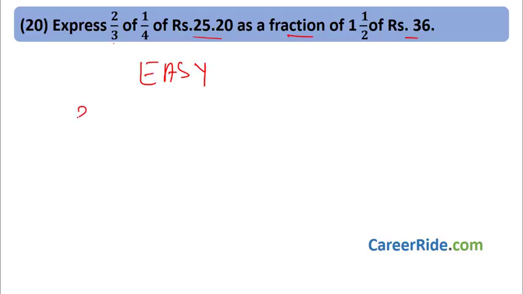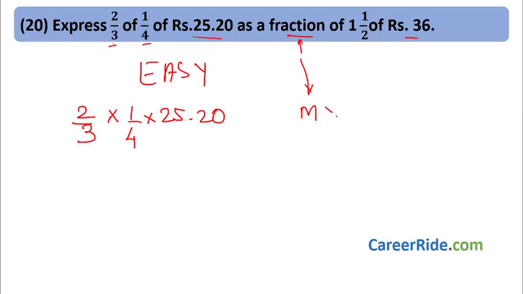They are saying express 2 by 3 of 1 by 4. Of means multiplication, of 1 by 4 of rupees 25.20, as a fraction of. Do we know the fraction over here? No. We know the fraction over here, 2 by 3 of, and again the fraction over here, 1 by 4. We do not know the fraction over here. So let that fraction be, say, M, fraction of 1 by 2 of rupees 36.